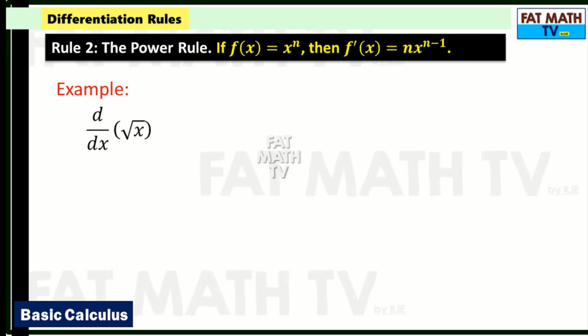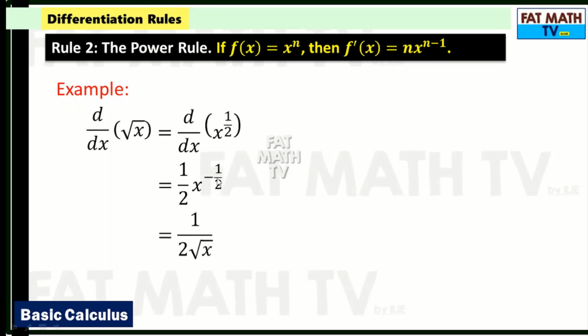How about the derivative of square root of x? Square root of x is the radical form, and its exponential form is x raised to 1/2. So our n here is 1/2. So 1/2 will be the numerical coefficient, and then copy x, and then 1/2 minus 1 is going to be negative 1/2. If you want to put this in the denominator, that's going to be a positive 1/2, and a positive 1/2 exponent is going to be a square root.